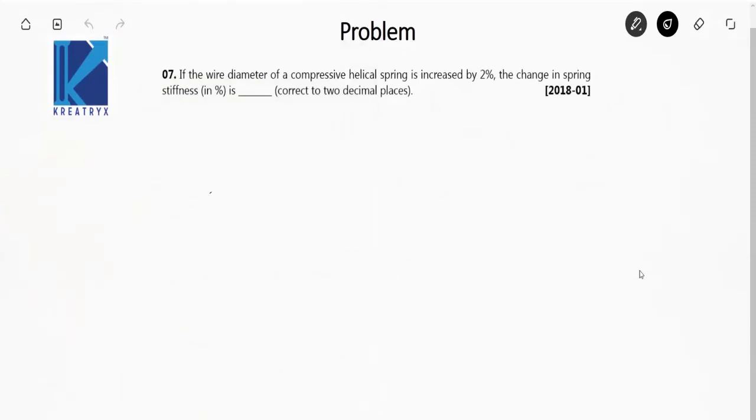This question is from springs. If the wire diameter of a compressive helical spring is increased by 2%, what is the change in spring stiffness? Very basic question. The spring stiffness is given by K equal to G d raised to the power 4 upon 8 D cube N. This small d is the wire diameter, G is the modulus of rigidity, D is the mean coil diameter of the spring, and N is the number of turns. Keeping everything the same, they are just increasing the wire diameter by 2%.